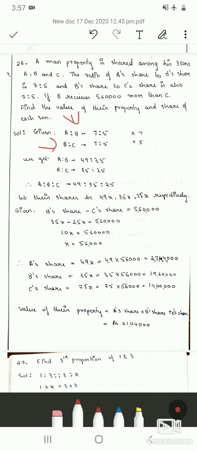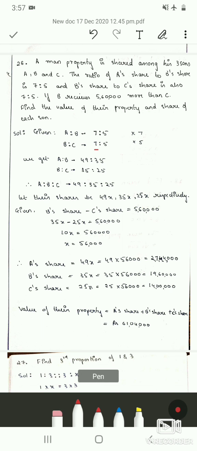So how we can do is, we have to make these two values of B the same. So multiply by 7 in this term and multiply by 5. So you'll get the new ratio of A is to B as 49 is to 35 and B is to C as 35 is to 25.